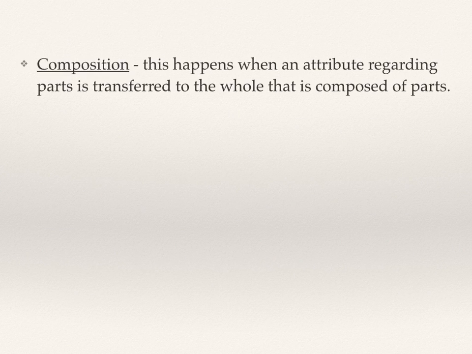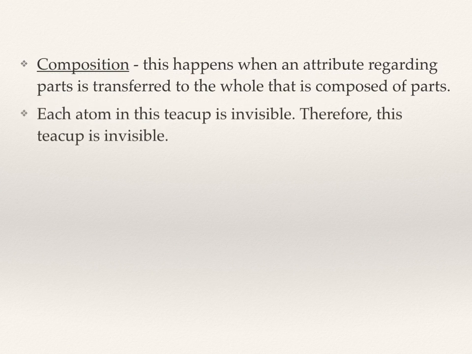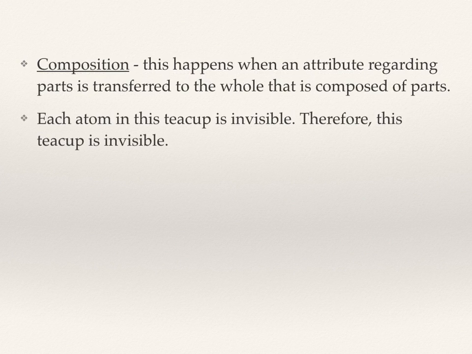A couple more fallacies, and that will be it, just for the fallacies. One is of composition. This happens when an attribute regarding parts is transferred to the whole that is composed of parts. So for example, each atom in this teacup is invisible. Therefore, this teacup is invisible. Clearly that's false because the whole is different from the parts, and so we can't infer about the whole what is true of the parts.